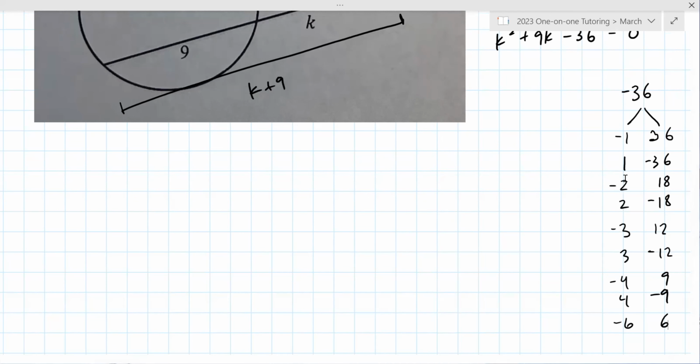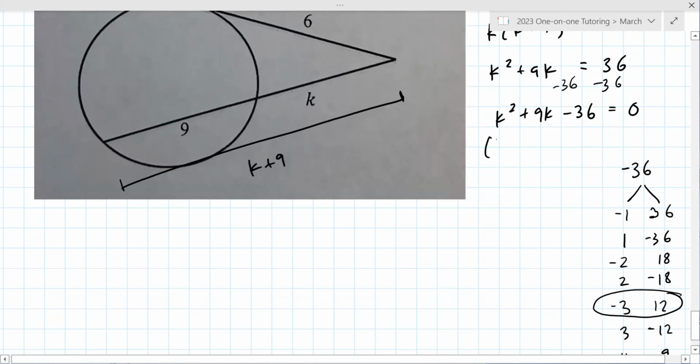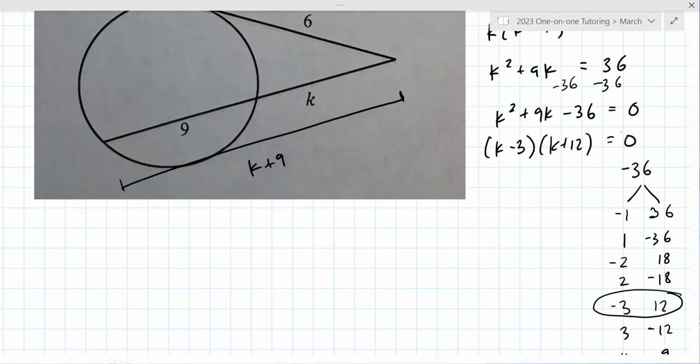So the one that works here is -3 and +12, which means you'll write (k - 3)(k + 12). Do you remember what to do from this point? If you FOIL, you'll go backwards. You don't get off the plane and get right back on. You have to do something different here. You have to set them each equal to 0.